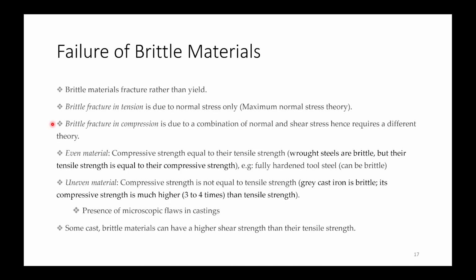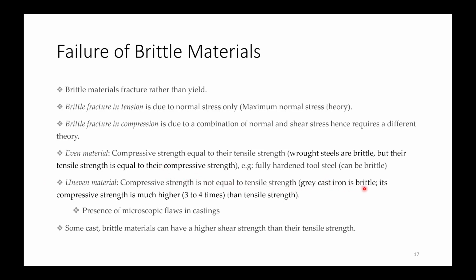And there are two types of materials as well in case of brittle. So even material will be where compressive strength is equal to their tensile strength. This is seen in wrought steel, which are brittle, but their tensile strength is equal to their compressive strength. An example of these is fully hardened tool steel, which can be brittle. Others are uneven material in which compressive strength is not equal to tensile strength.